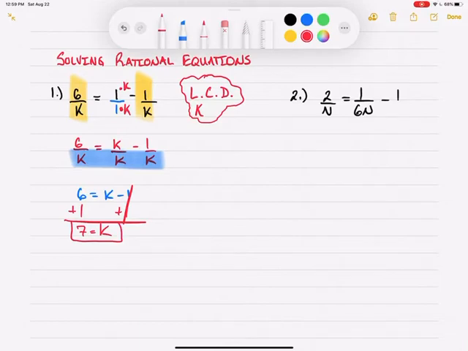In example 2, my denominators are n, 6n, and 1. So I need something that will have all three things in common, and that's actually going to be 6n, because I can divide 6n by n, I can divide 6n by 1, but I can't divide n or 1 by 6n. So this is going to be my lowest common denominator.